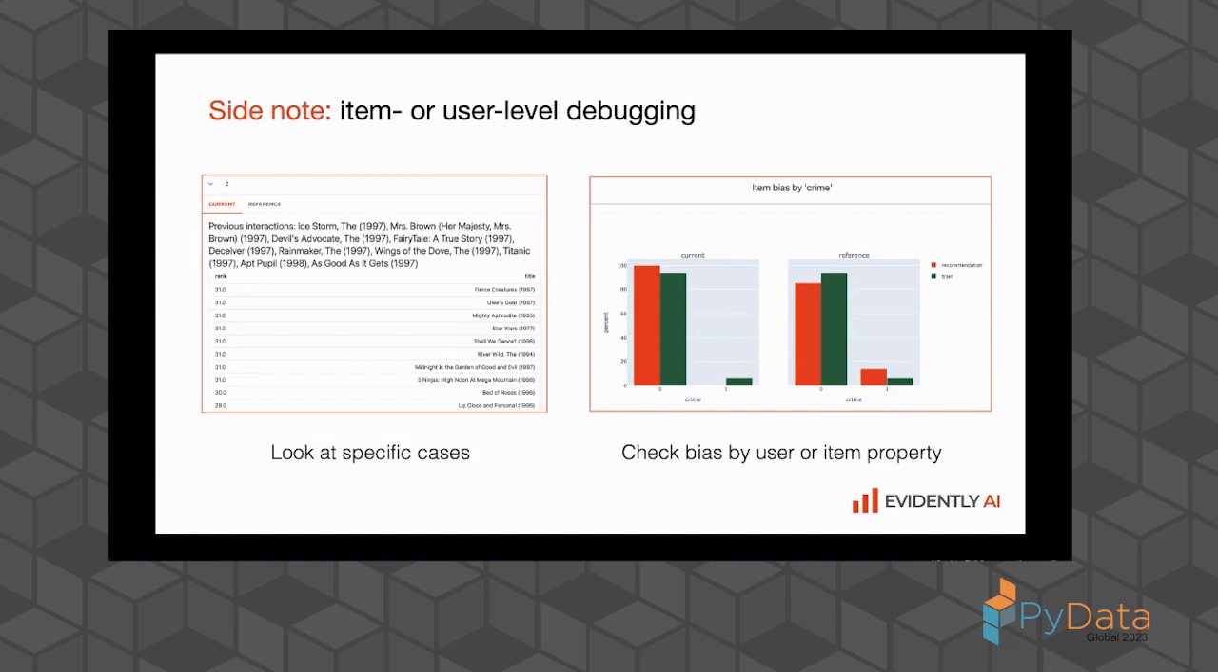And pretty similar things you can do with the properties of the items or users. For instance, in the pictures on the right part of your screens, we have an item property, which is genre equal to crime. And we have the data from the reference and the current batch. Let's say reference is recommendations from yesterday, and current is recommendations from today.